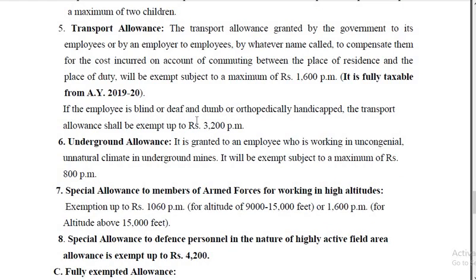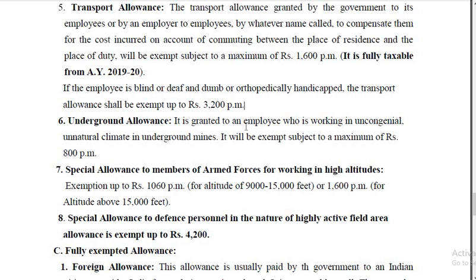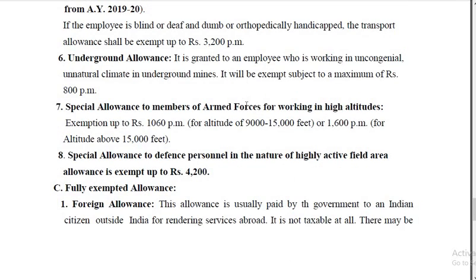But this does not apply in the case of a blind, deaf, dumb or orthopedically handicapped employee. The transport allowance granted to him shall be exempt up to rupees 3,200 per month. So only in the case of other employees is it fully taxable, whereas in the case of specially abled persons it is exempt up to rupees 3,200 per month.